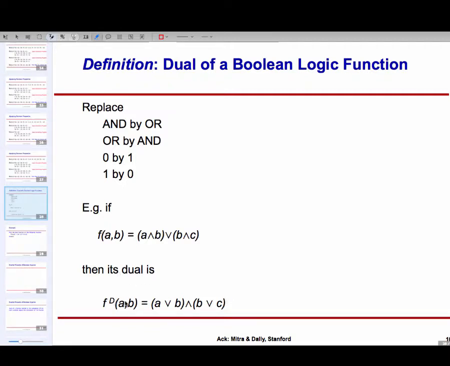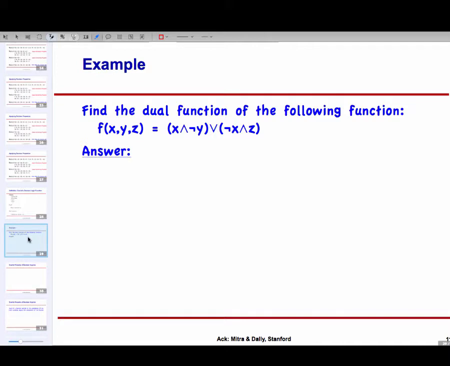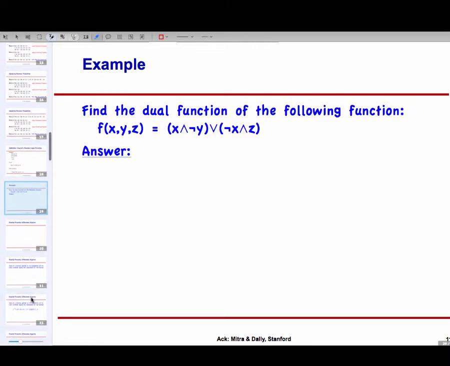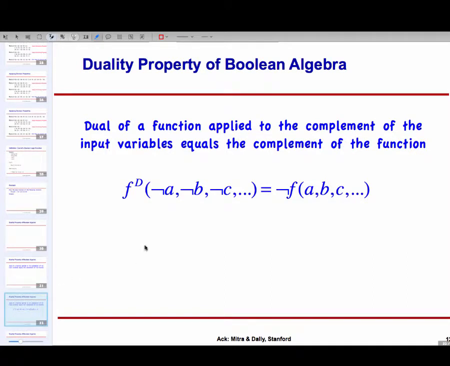And of course, the dual function is a different function. I mean, f of A, B, C and the dual of f are not the same function, but they still have a deep connection between them. And the deep connection that they have is the following. Let me jump a little bit ahead, okay? The dual of a function applied to the complement of input variables equals the complement of the function. Or stated more simply, if I have a function f, then the complement of f is the same as the dual of f where the inputs have been complemented.